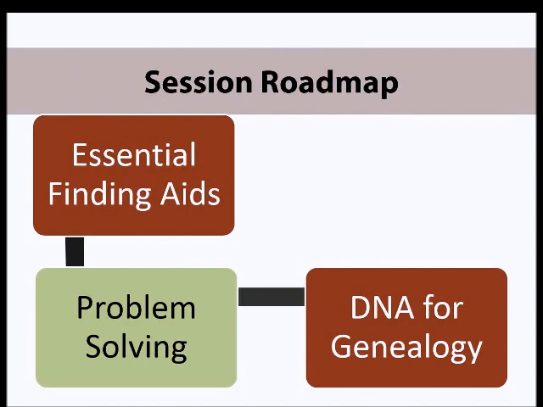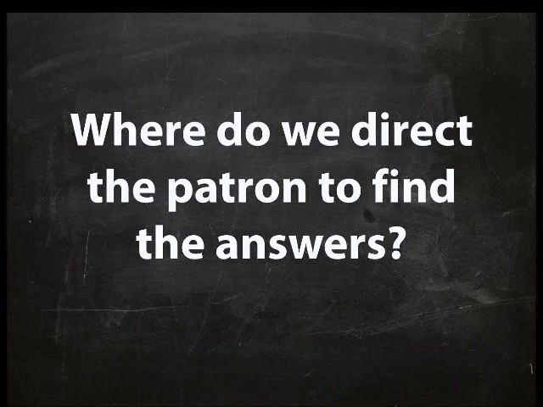Okay, so now we know what sources genealogists use. We have a sense of how to go find those sources with the help of finding aids. Now we're going to move on to problem solving. Problem solving is about matching a specific record to the question that the patron is asking.